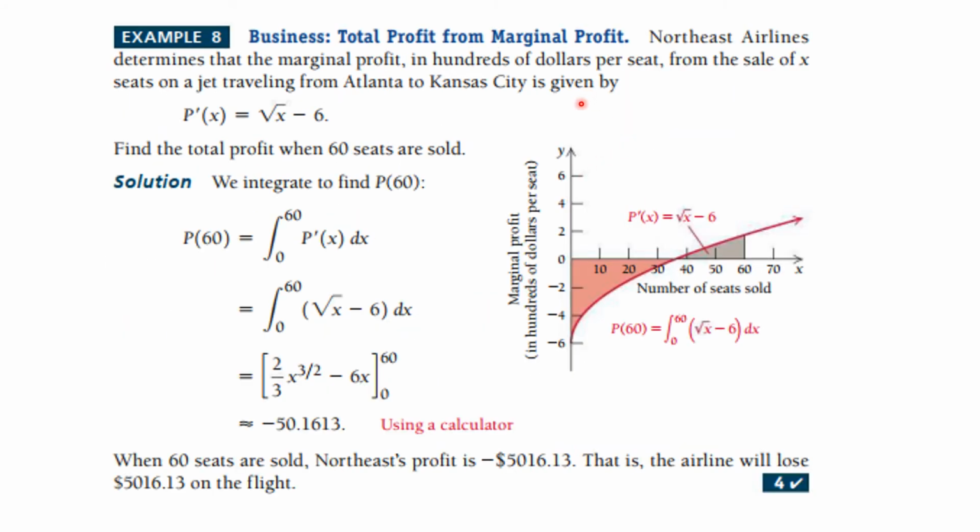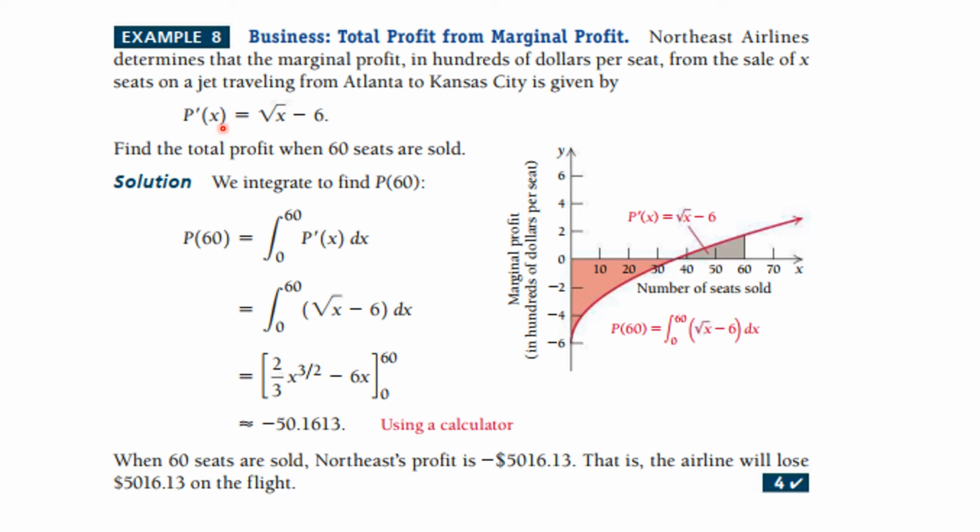Let's do another problem. This is a word problem. This is how you would find the total profit from the marginal profit. Now, what happens here is sometimes you're losing money, sometimes you're making money. So what's the total profit overall? What's the net profit? So here you have an airline, and this is their marginal profit.